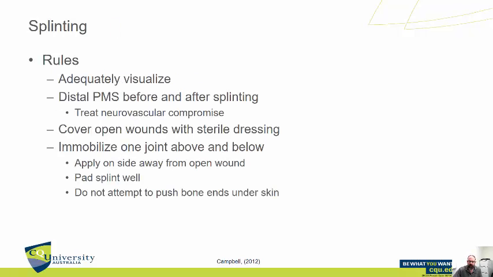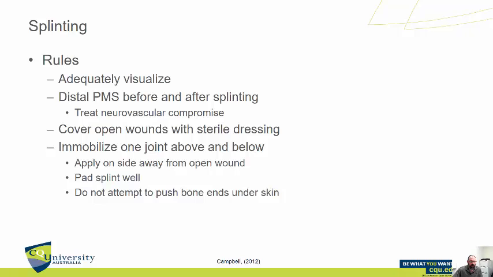So, splinting rules. You want to adequately visualize. Remember, we spoke about getting your patients trauma nude. If you can't see it, you can't treat it, so you want to try and cut their clothing off. You want to make sure that your patient has a distal pulse before you put a splint on, and then once you've splinted, make sure that your patient still has a distal pulse. If your patient has a distal pulse before you splint, and then you splint the patient and they lose the distal pulse, you're now compromising that limb. You need to take that splint off, reposition the fractured limb, and then splint it again. Make sure that you've always got that distal pulse.